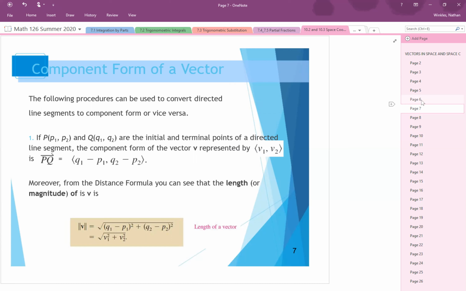So if you have a point P, p1, p2, and a point Q, q1, q2, as the initial and terminal points of a directed line segment, the component form of the vector v represented by PQ is v1, v2 equals q1 minus p1 and q2 minus p2. Moreover, from the distance formula, you can see that the length, or what we call the magnitude of v, is given by the magnitude of v equals the square root of q1 minus p1 all squared plus q2 minus p2 all squared. Well, if we know that q1 minus p1 and q2 minus p2 are v1 and v2, it's really just the square root of v1 squared plus v2 squared.